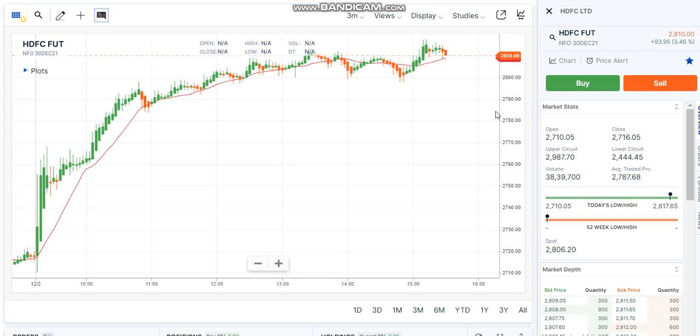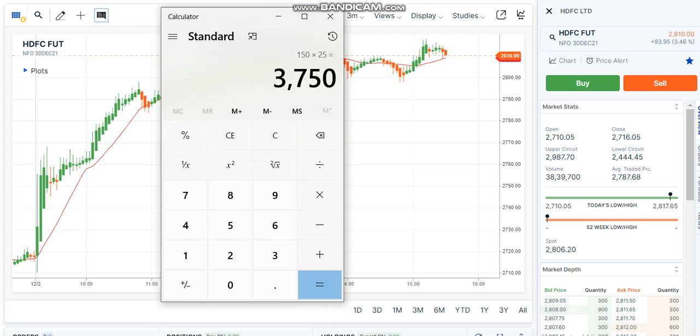So at least, even if you capture, if there is no reversal till 11 o'clock, approximately you can capture 80 points even before 11 o'clock. Then you can close the trade. That is, 300 is the lot size in this one. So 300 into 80 points, 24,000 rupees you can capture.